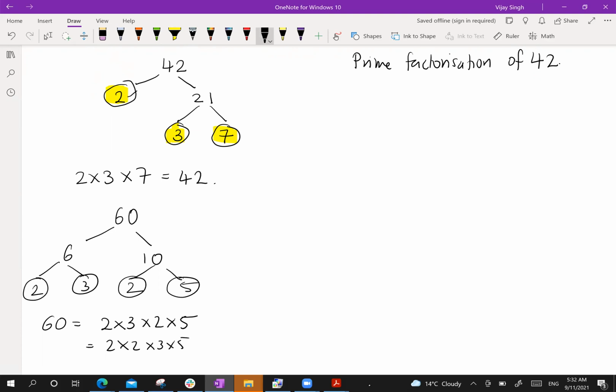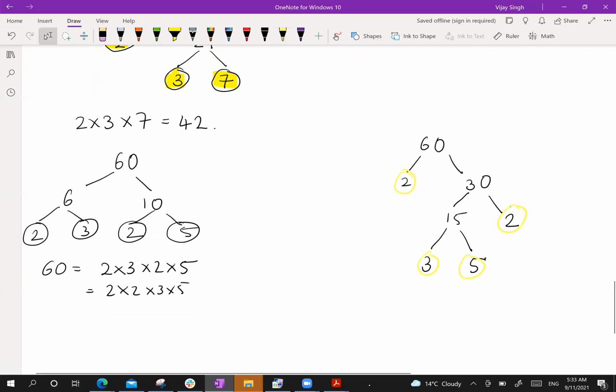Okay, so this is a tree diagram. Now note that it could have been the following as well. You could have started with different factors, right? You could have said 60 is the same as 2 times 30. You know that. Now 30 is the same as 15 times 2. Now you check, is this composite? Yes. So you need to break that again. All right, so how do you break it? 3 times 5. Now you take the primes, circle, and you multiply them out. So you get 60 is 2 times 3 times 5 times 2, which is exactly the same as this, except the order is changed. Okay, so this is the factorization.